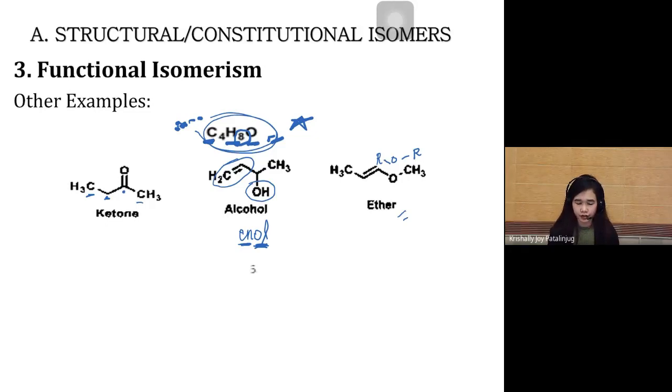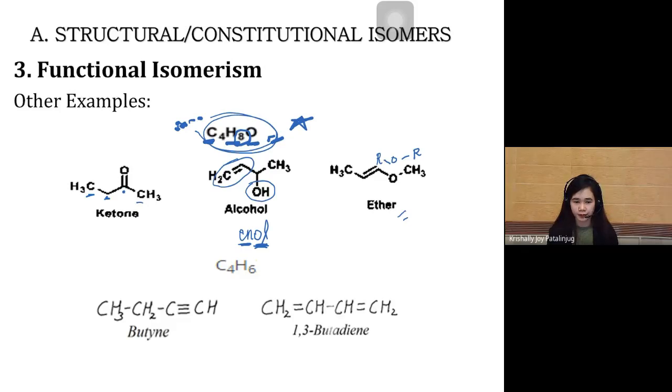Then C4H6 also shows functional isomerism. You can produce a butyne here: four carbons, six hydrogens. Or 1,3-butadiene: still four carbons, still six hydrogens. So it is isomerism, functional isomerism to be specific, because the structures differ due to differences in the functional group. One has a triple bond, an alkyne. The other has double bonds, an alkene. The functional groups are different. So that is all about functional isomerism.